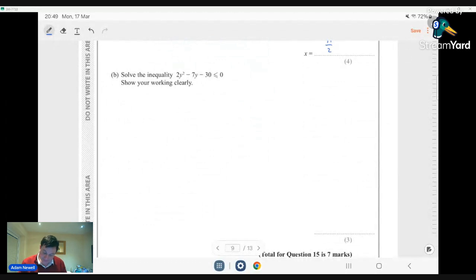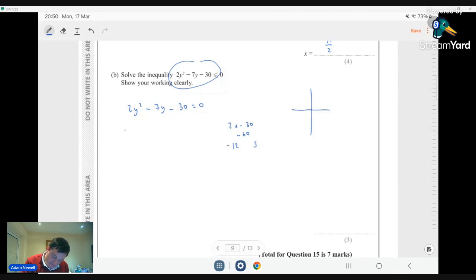Solving inequalities. So I'm going to draw the graph, that graph there. So I've got 2y squared, take 7y, take away 30. I'm going to see where it crosses the axis first. So if I do 2 times by minus 30, we get minus 60. The factors of minus 60 with a difference of 7 will be 12 and 5, and I want that to be negative. Therefore, I'm going to rewrite this as 2y squared, take away 12y plus 5y, which I've got from here, take 30 equals 0.